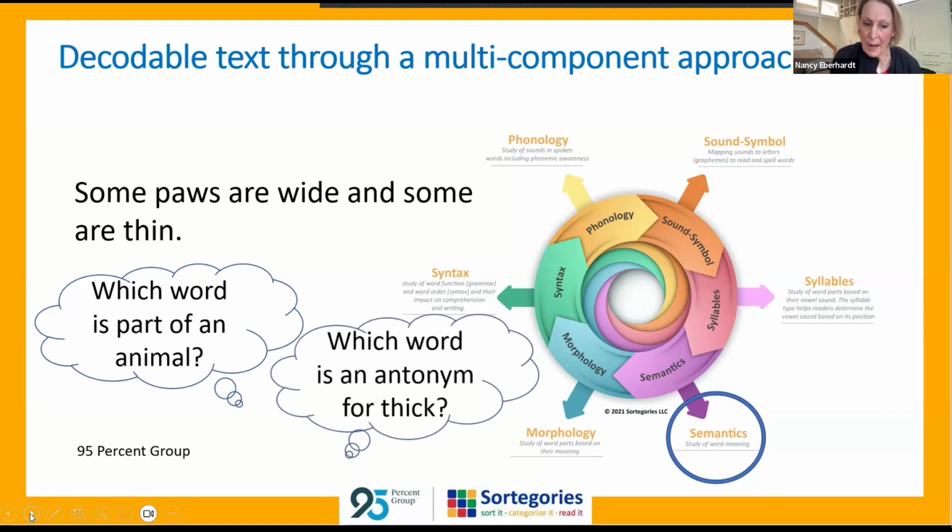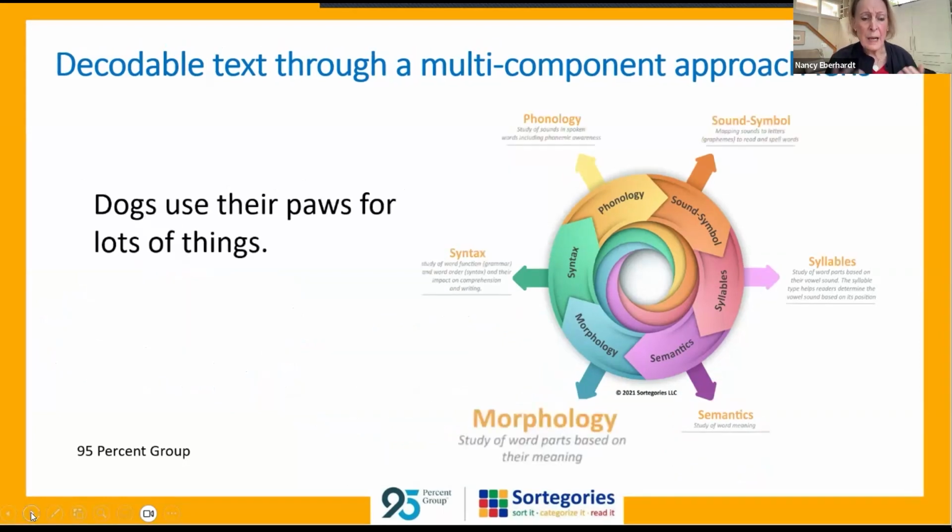We can also practice having students read and think about word relationships. For example, we could say which word in the sentence is an antonym or an opposite for thick, and we would want them to identify the word thin. What we're doing with these activities is driving the students back to another layer of understanding the words that they can decode.